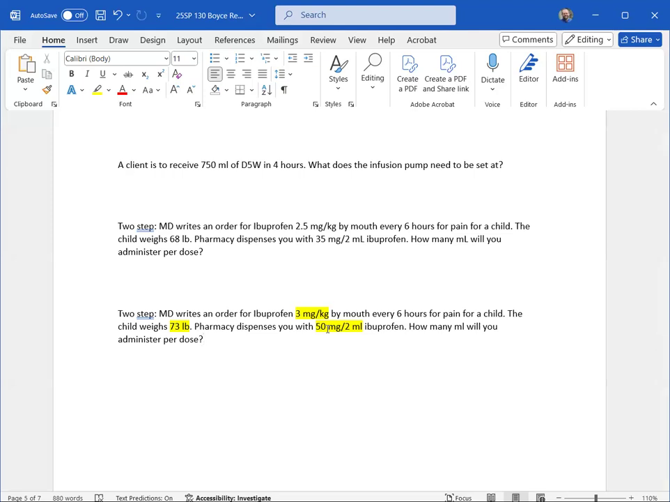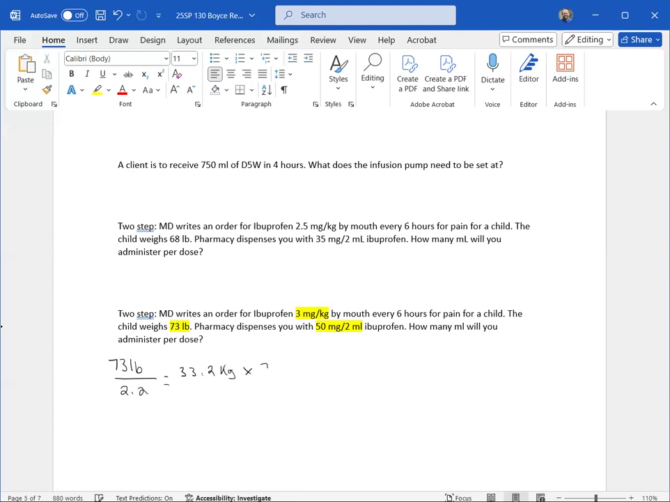So let's do that real quick. I'm going to take my child of 73 pounds, and I'm going to divide by 2.2. And what I get is 73 divided by 2.2, and I get 33.18 repeating. And I'm just going to round that number to the nearest tenth. Now, when you get into pediatrics, they might not want you to round that number, but for what we're solving for here, it should be fine. So I'm going to take that 33.2 kilograms.